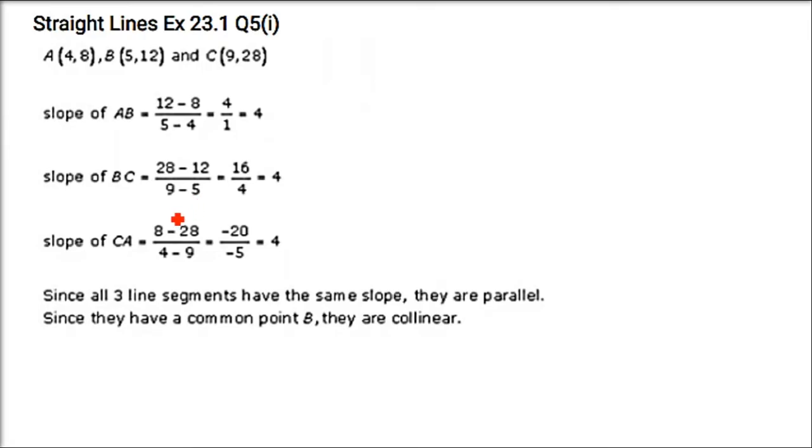Using the method of slope, show that the following points are collinear. Collinear means what? They are on the same line. Co and linear: linear means line, co means on the same line, collinear. So the slope of the three lines which these three points form has to be equal. If the slope we can find out to be equal, we can say that these three points are collinear.